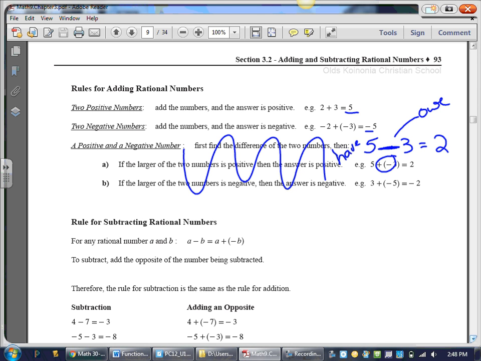Okay, so I don't care what these symbols are right here. I don't care. If they're different symbols, it's a minus. Okay, if they're different, it's a minus. If they're the same sign, it becomes a positive. So that will help us go down here.